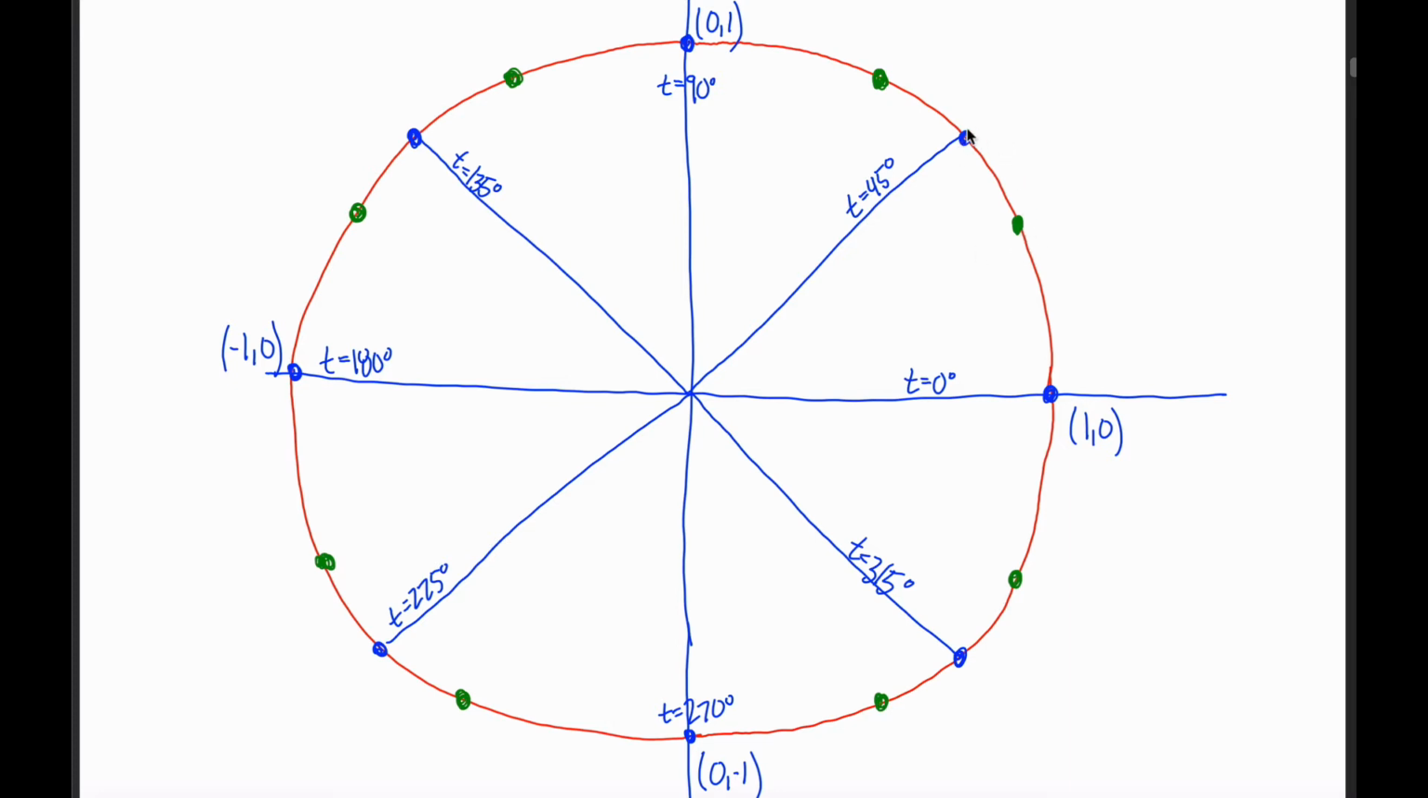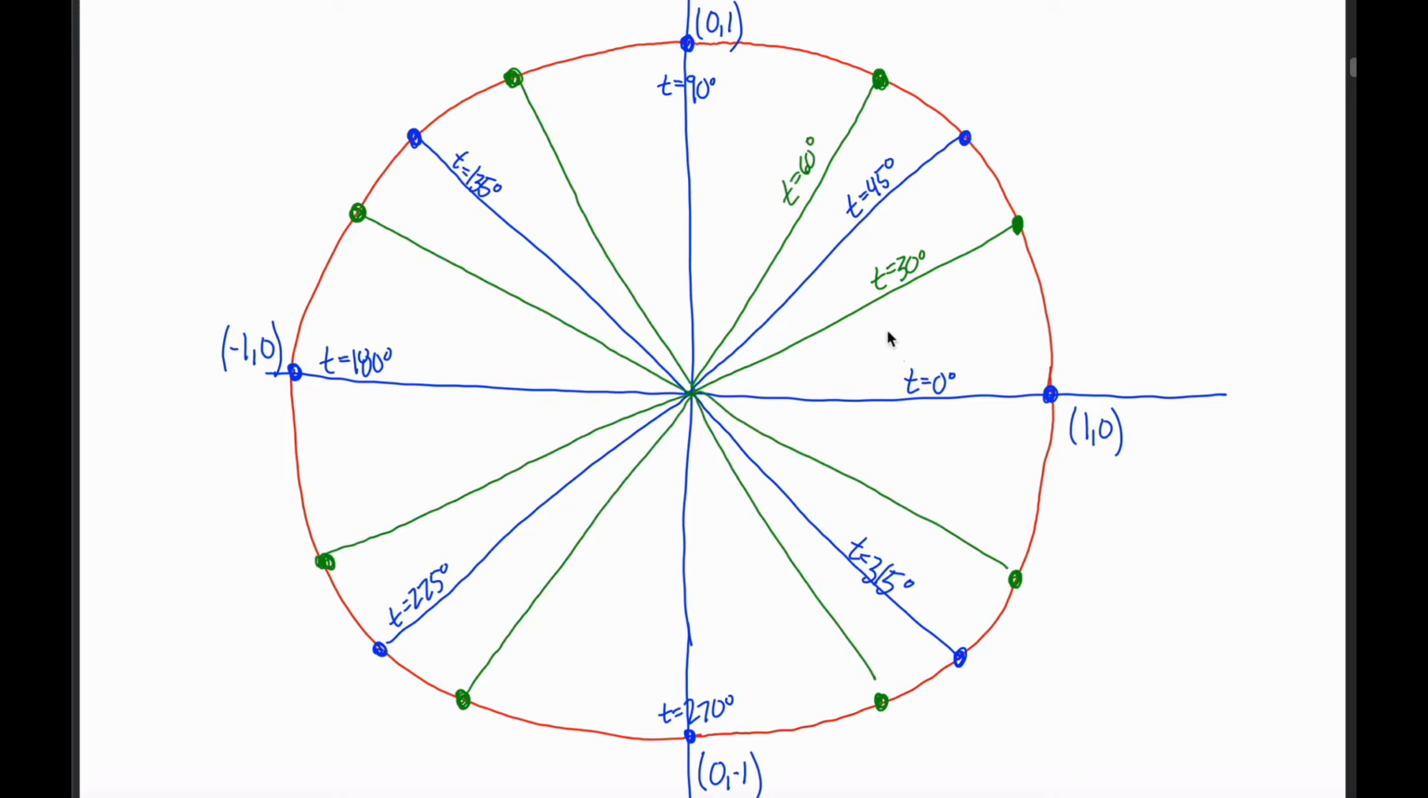Well, kind of like this point in blue is halfway in between 0 and 90, these points in green are 1/3 and 2/3 of the way in between 0 and 90. So 1/3 of 90 degrees is 30 degrees, and 2/3 of 90 degrees is 60 degrees. And once we know that these are 30 and 60 degrees more than this 0, we could figure out that these must be 30 and 60 degrees more than this 90. So 30 more than 90 is 120, and 60 more than 90 is 150.